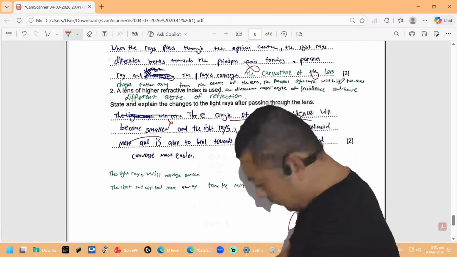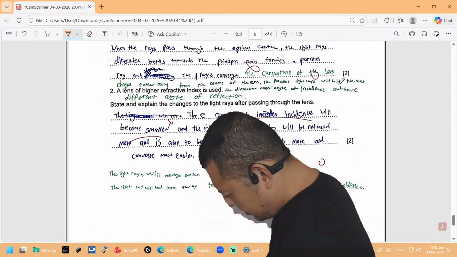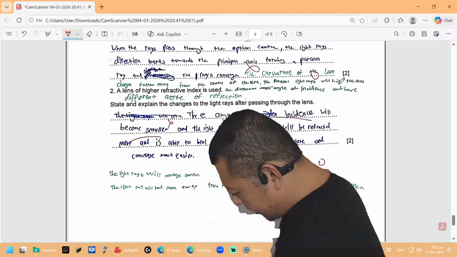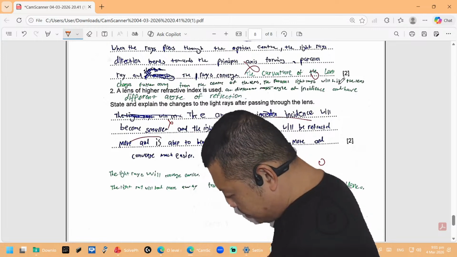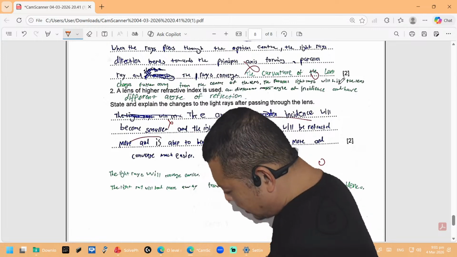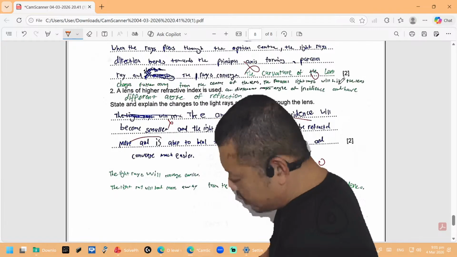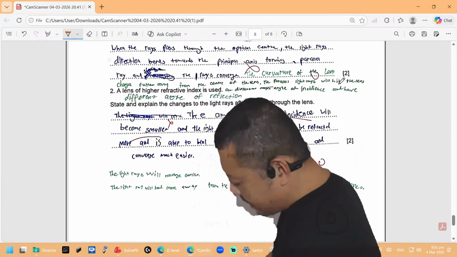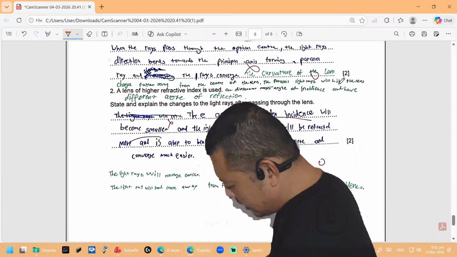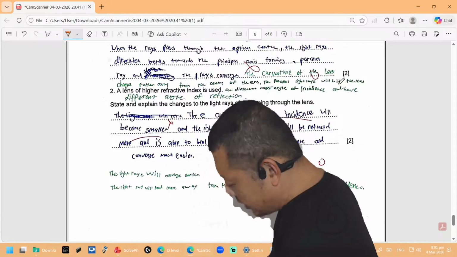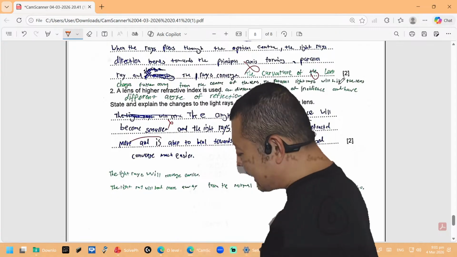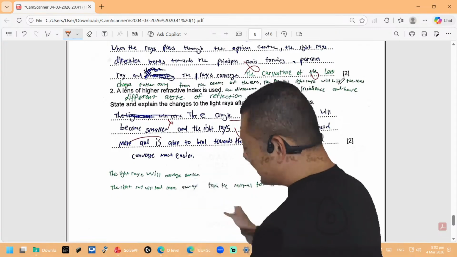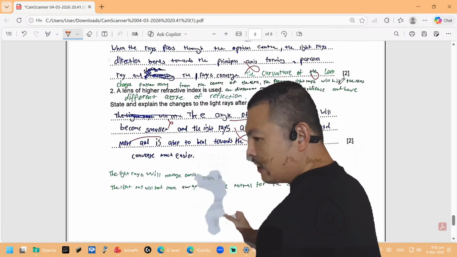But you said the bend went to normal, so the key point: light rays will bend more as the refractive index is increased. Light rays gain more speed. No, you didn't have to talk about gaining more speed. I think you lost the mark because of that part. The light rays didn't gain more speed after passing through the lens, no?